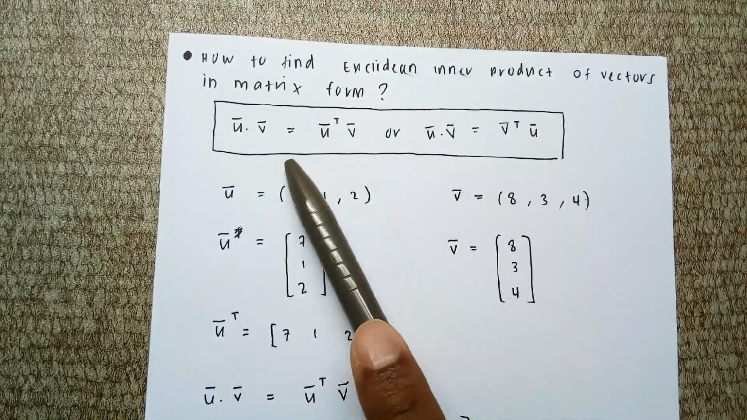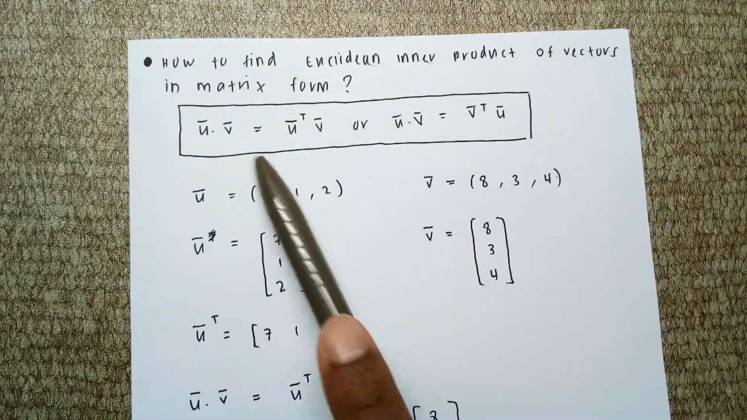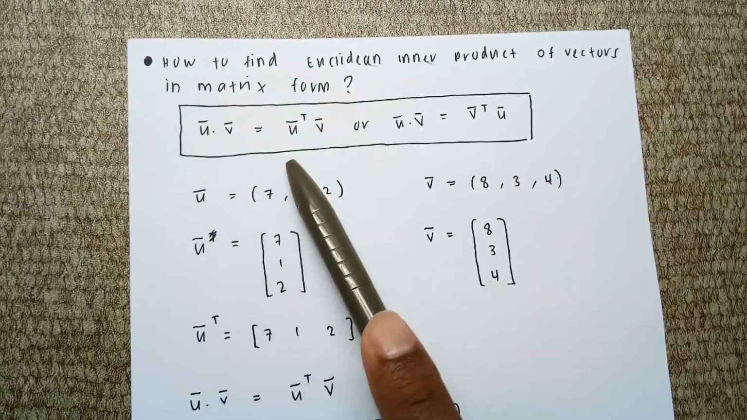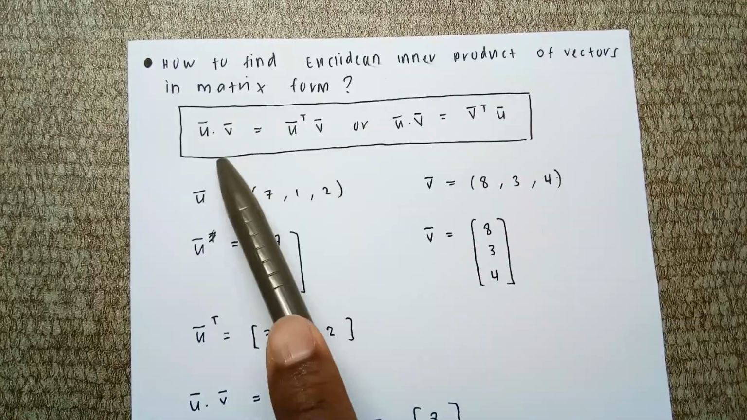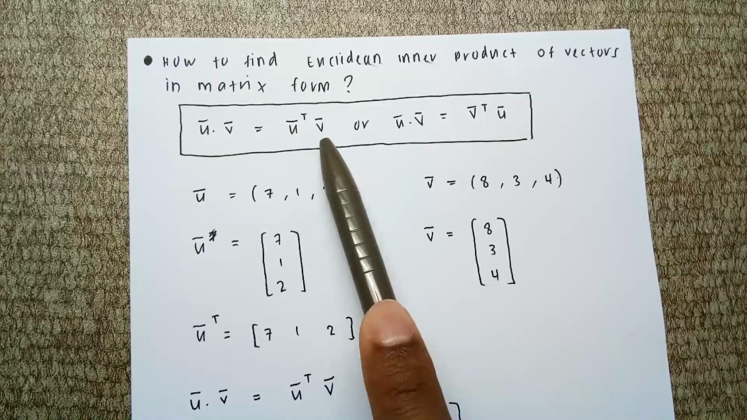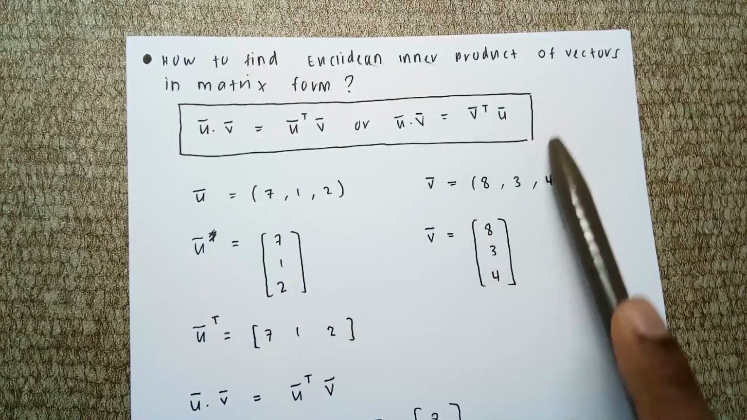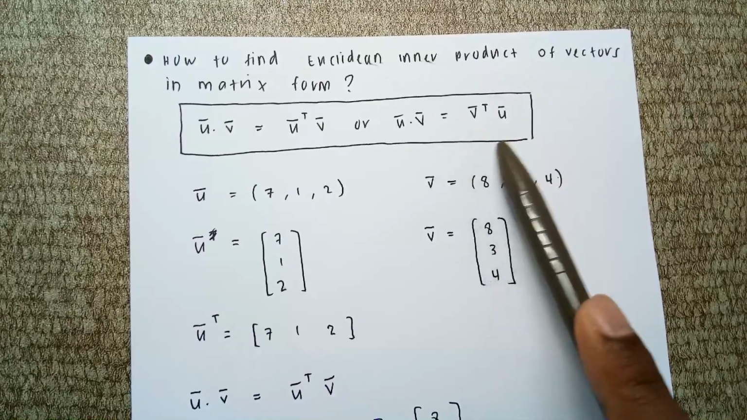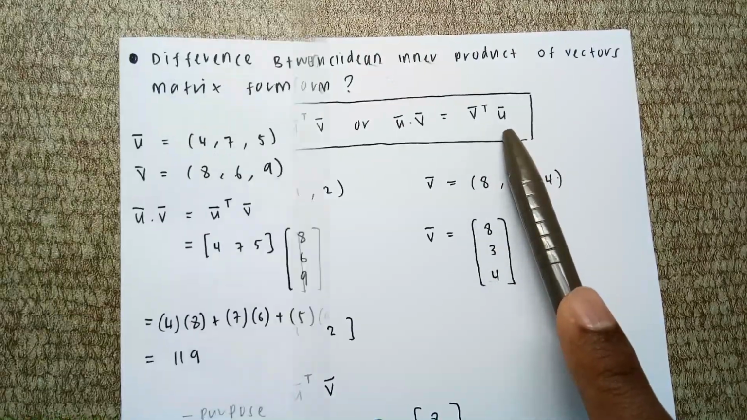So that is the basics on how to find the Euclidean inner product of vectors in matrix form. And as you guys have to know, you need to remember the formula to find the Euclidean inner product in matrix form, which is u bar dot v bar equals u bar transpose v bar. Or we also can use this formula, which is v bar transpose u bar.